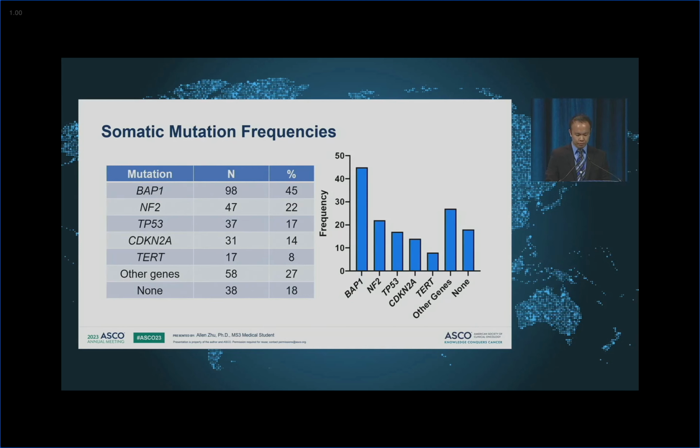The most common mutation was BAP1, which is present in 45% of cases, followed by NF2, TP53, CDKN2A, and TERT. While there are other mutations present, we focused on just these 5 most abundant somatic mutations for subsequent analyses.